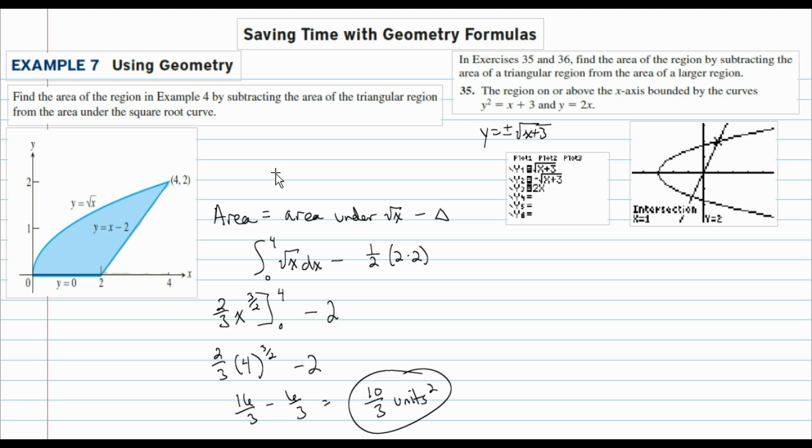So let's try that strategy on the now try problem number 35. On number 35, find the area of the region by subtracting the area of the triangular region from the area of the larger region. Well, again, let's pretend they didn't tell us that. The region on or above the x-axis bounded by the curves y squared equals x plus 3 and y equals 2x. So on or above the x-axis, and then I solved for y to be able to graph that, and then I've got 2x there. So basically, I'm looking to find this area right here.